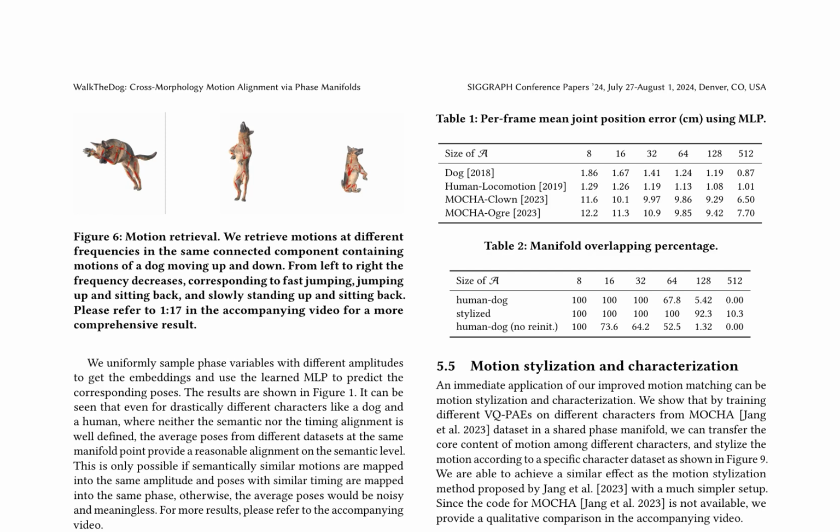WalkTheDog is a novel motion alignment method that leverages phase manifolds to synchronize motions across different characters and datasets. This approach is particularly useful in scenarios where semantic or timing alignment is not well defined, such as aligning motions of a dog and a human.